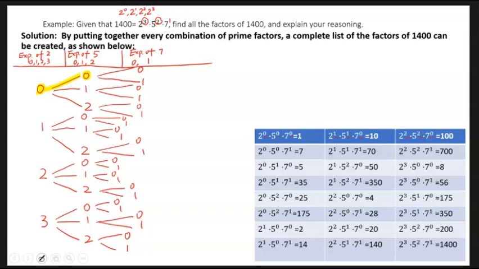So now let's use the tree diagram. This is called a tree diagram because it kind of looks like a tree, growing a lot of branches. And so all you have to do is follow every single branch. So you always start with the options of exponents of 2. You start with the first option, 0. And you go through the first option of exponents of 5. And then you go through the first option of exponent of 7.